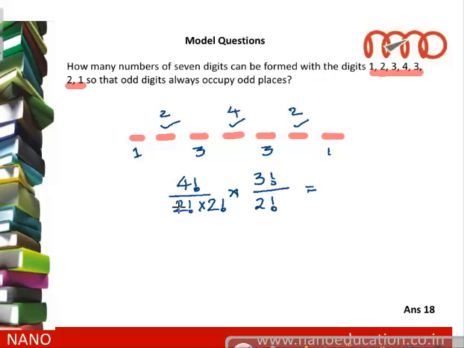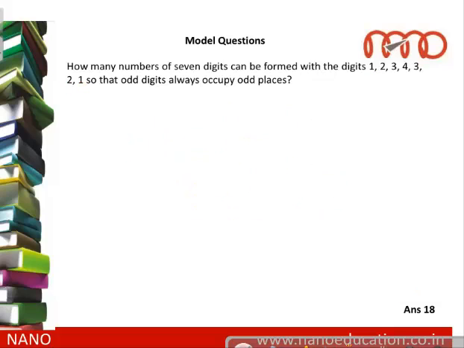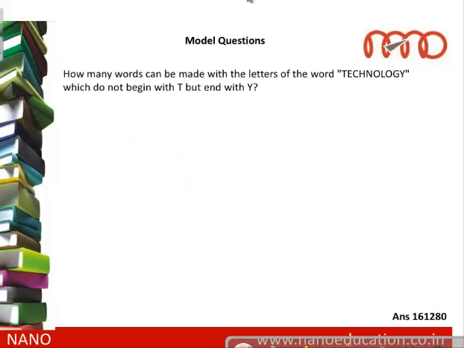4 factorial is 24, divided by 2 into 2 into 2, which is 8, gives 3, and 3 into 6 is 18. So we can do that in 18 ways. Let us look at the next question.